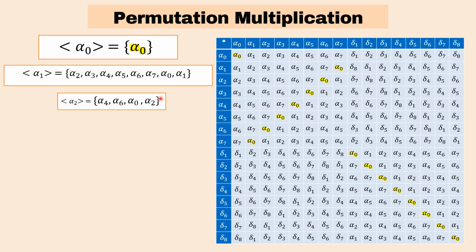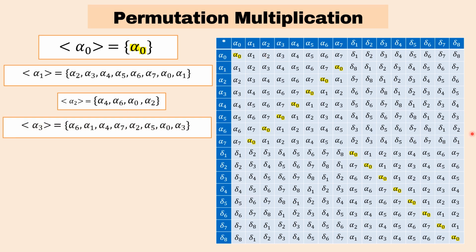The same goes for alpha sub 2. So alpha sub 2 star alpha sub 2 is alpha sub 4. Alpha sub 4 star alpha sub 2 is alpha sub 6. Alpha sub 6 star alpha sub 2 is alpha sub 0. And alpha sub 0 star alpha sub 2 is alpha sub 2.